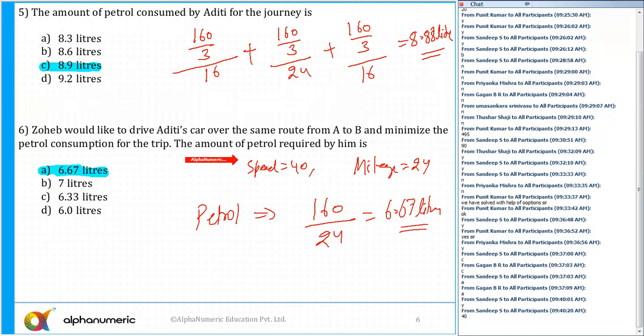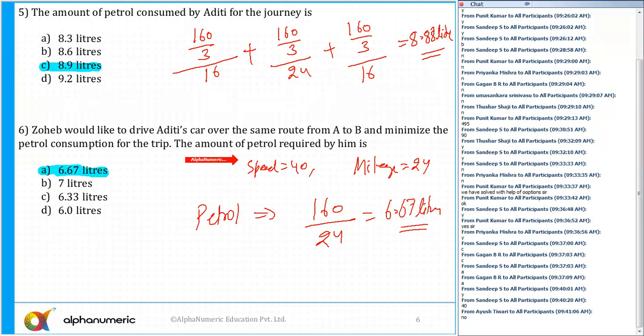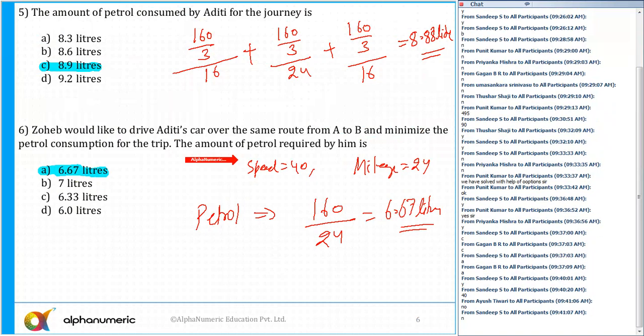Any doubts to anyone now in these 6 questions? No. All right. So I hope that it is clear. So great.